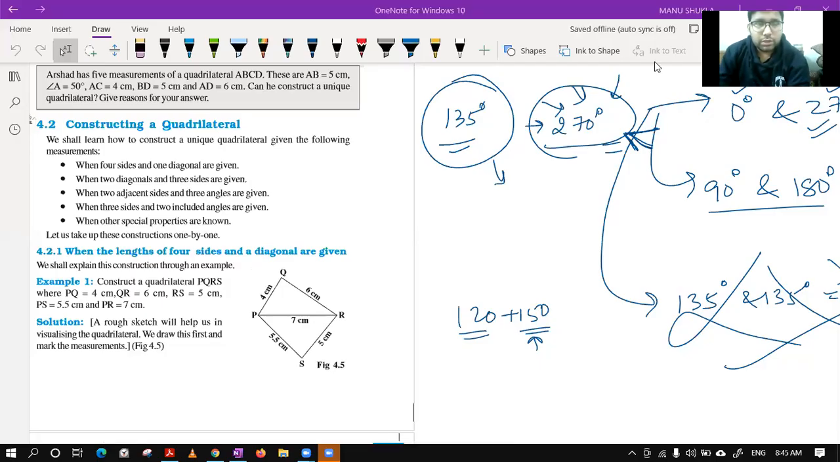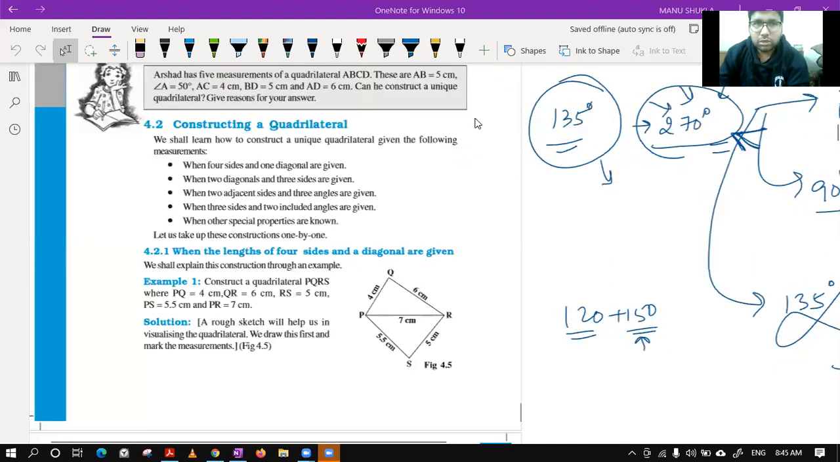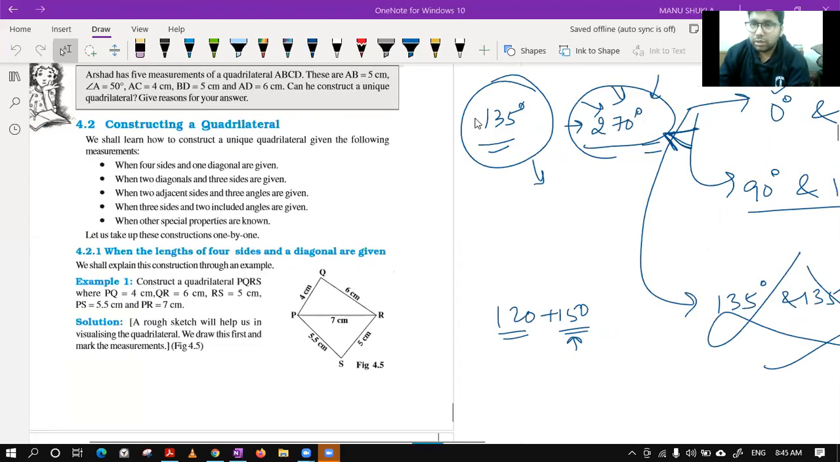Morning everyone. In the last class we learned how to draw some particular angles by bisecting other angles. So let's continue our topic. We have to learn constructing a quadrilateral when these cases are given to you. Or you can say, it is possible for you to draw a quadrilateral if these things are given to you.